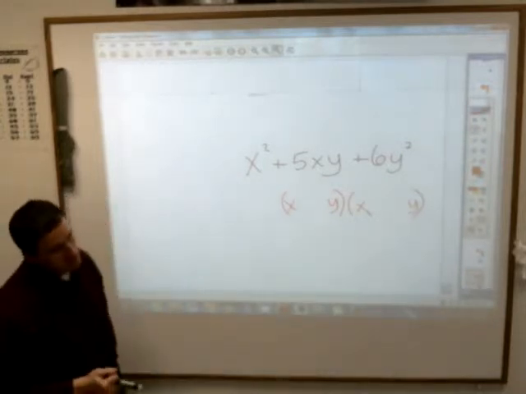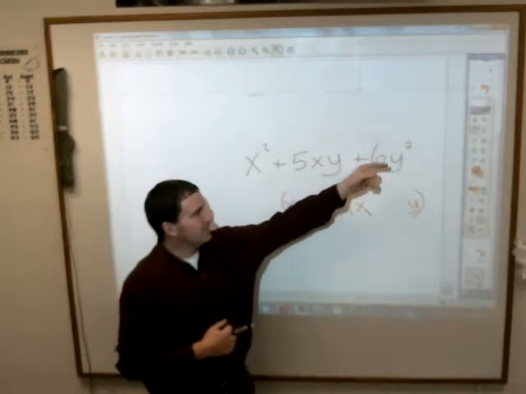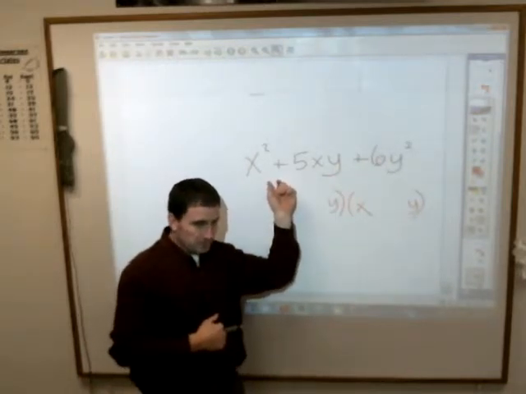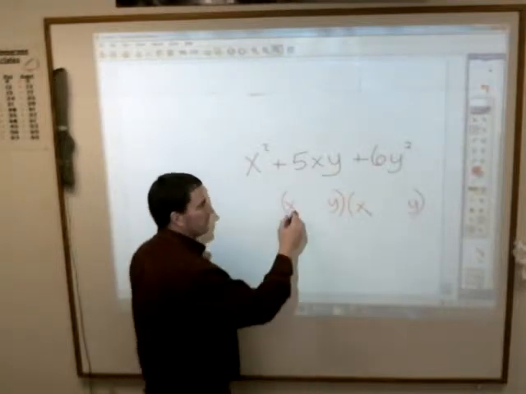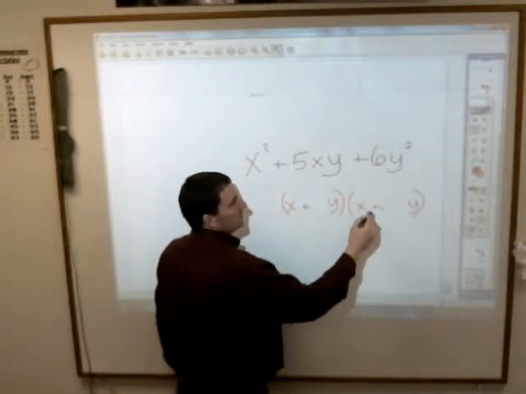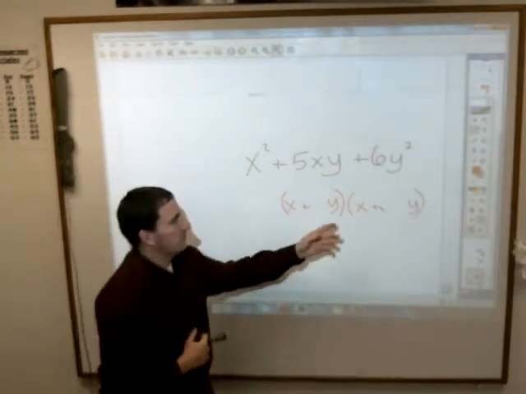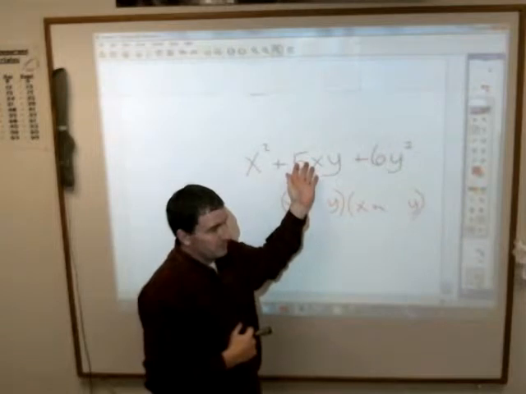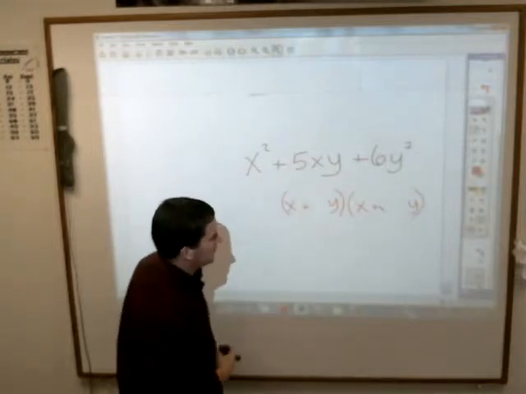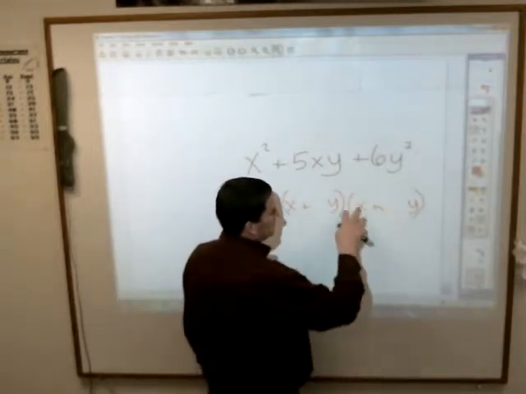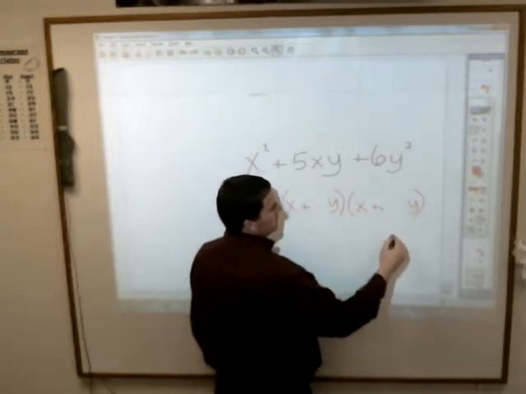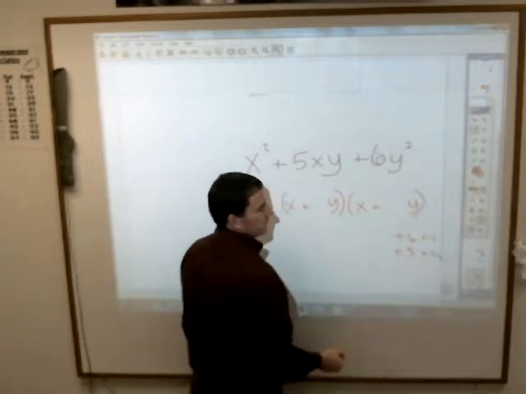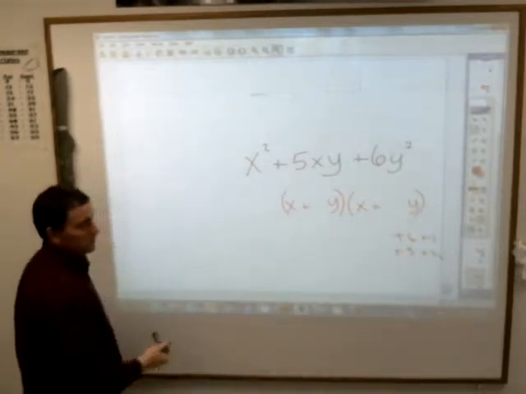Okay, now, again, thinking about this, the only way to get a positive last term and a positive middle term is for them both to be positive. You don't have any other choices. Because if one of them were negative, this would have to be negative. And if they were both negative, this one would have to be negative as well. So that's the only combination you get there. And now it's going to be pretty simple because you know both of these have to be positive. So your only choices are really positive 6, positive 1, positive 3, positive 2. Because we can't use the negatives because they won't work.